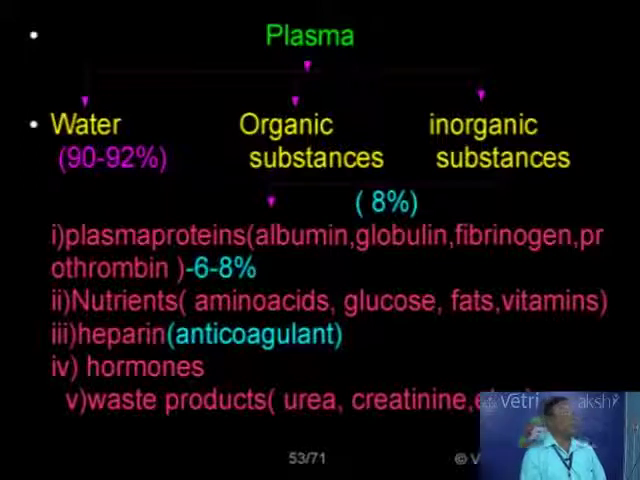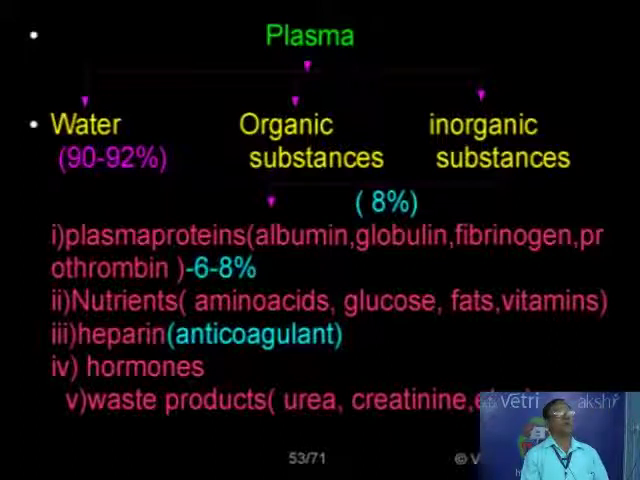Now the second one, the nutrients. After digestion gets over, all nutrients have been transported to the blood. So we have all the simple nutrients formed as a result of the breakdown process, namely the amino acids of proteins, the glucose or fructose of carbohydrates, and the fatty acids, glycerol, etc. Other food nutrients, the vitamins and the minerals, are also present. So we are talking about the organic compounds, the nutrients, mainly the amino acids, glucose, fats, and vitamins, their simplest components, found in the plasma.